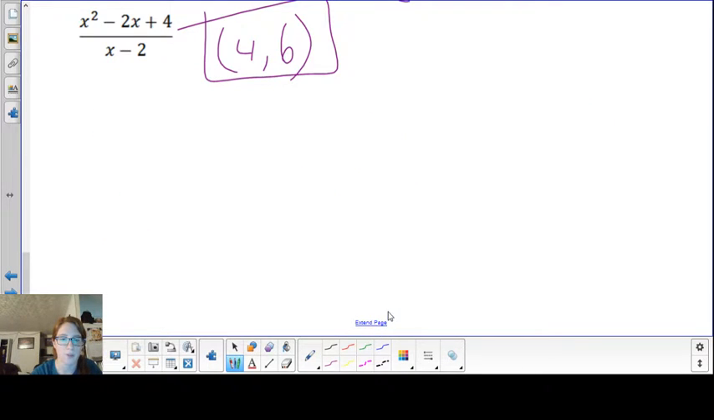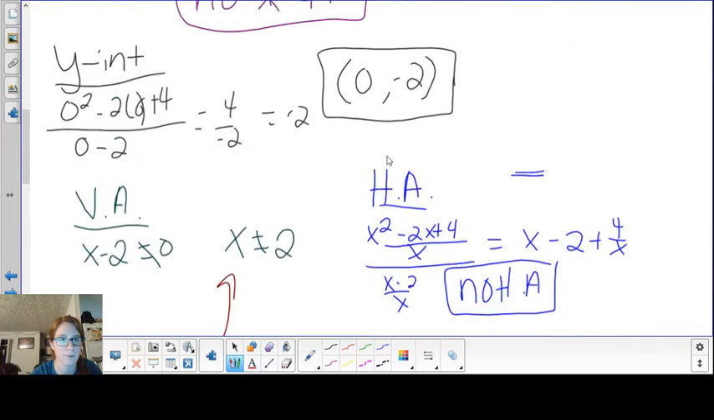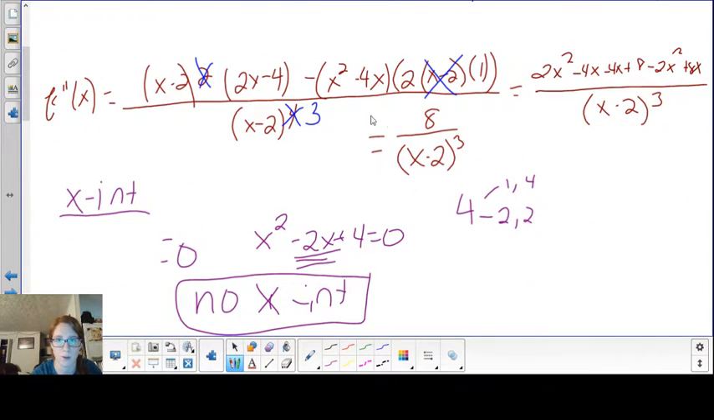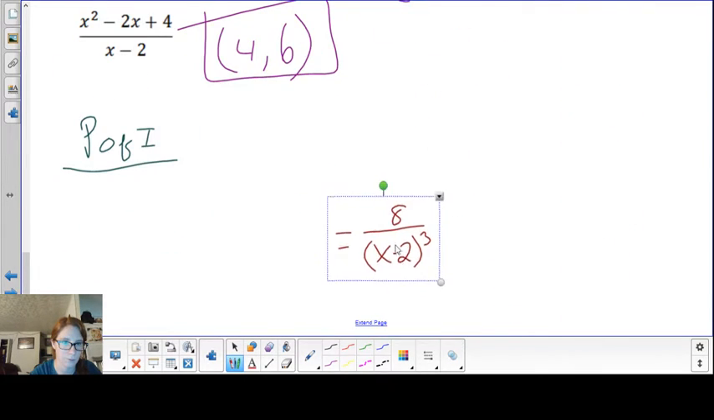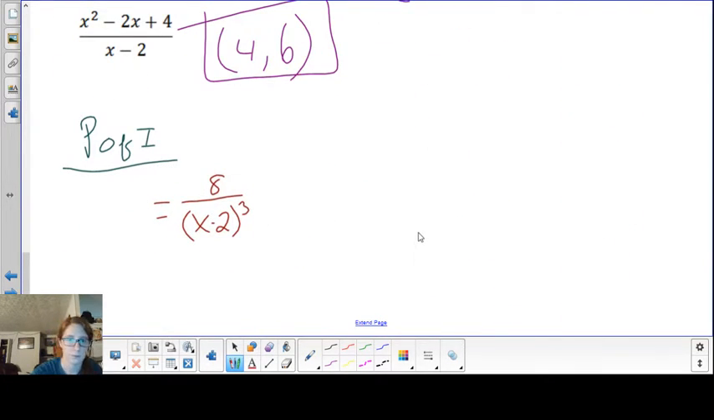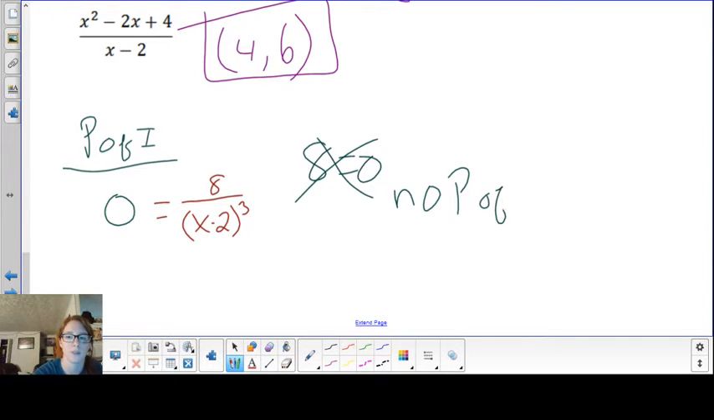Next, I'm going to look for my point of inflection. And that is where my second derivative, which was this guy, is equal to 0. And again, when solving for this, it would just end up being the top equal to 0. Since 8 doesn't equal 0, it doesn't exist. There is no point of inflection.